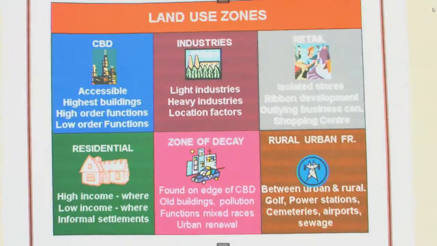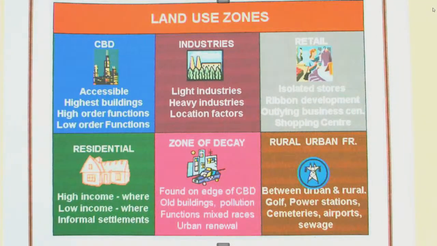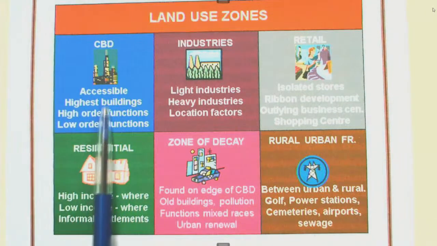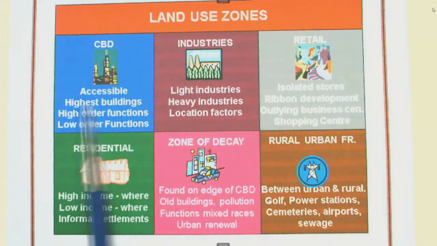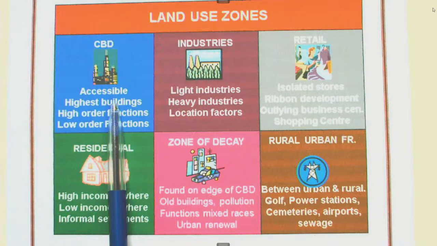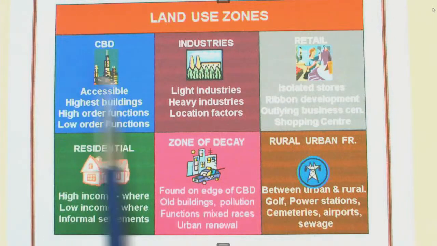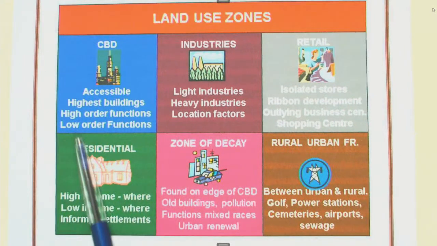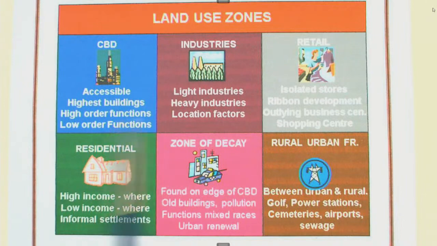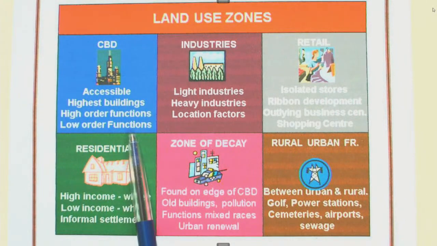Right, so now we are going to move to the land use zones. Yes, this is important: how the area of land is used in the cities. The first one is the CBD. The CBD is the most accessible part of the city. Everyone who goes to the cities will be able to reach the CBD. It has the highest buildings, high order functions are found there, low order functions as well.